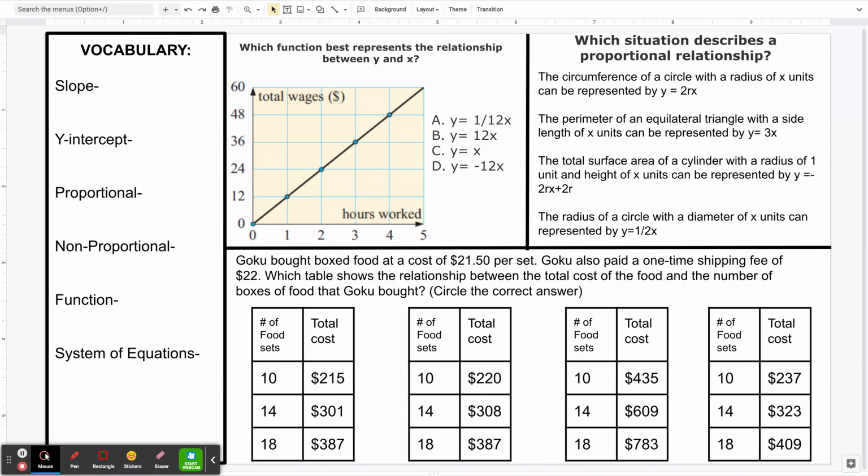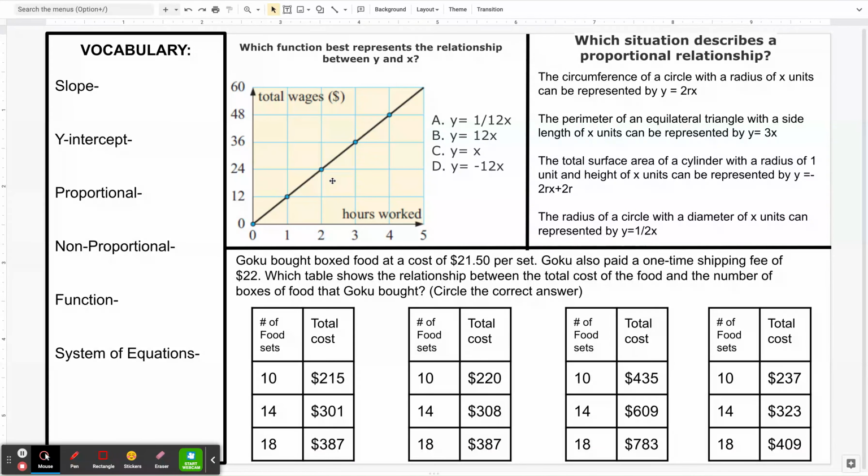So, ladies and gents, if you're watching this video, you've probably already seen the first video about the vocabulary reteach. On the left over here, you saw that we had slope, y-intercept, proportional, non-proportional, function, and system of equations. This video assumes that you know all of these words. Keep that in mind. If you hear me use any of those words in today's video, and you don't know what I'm talking about, go watch the first video, please.